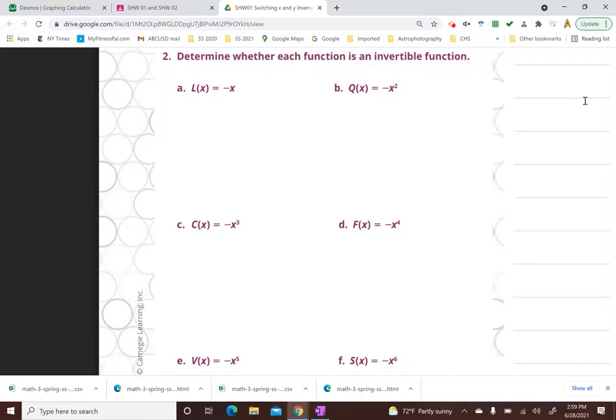This is Spring Homework 01 Debrief for Math 3. Again, spring term. Today is actually June 28th, 2021, but I thought you students would like to at least see what this looks like.